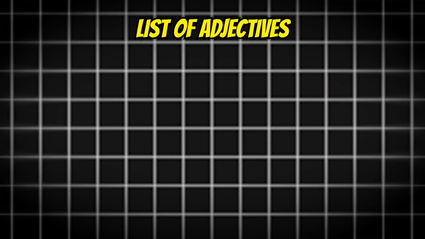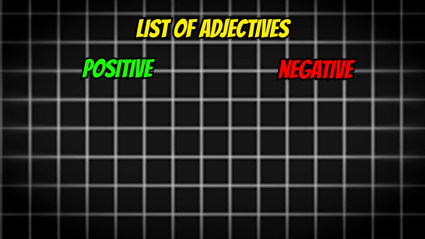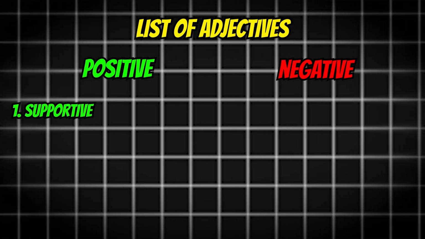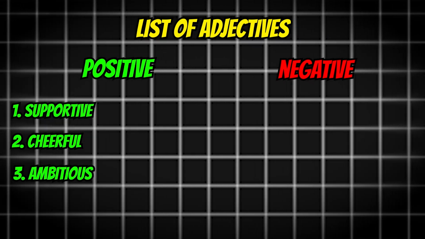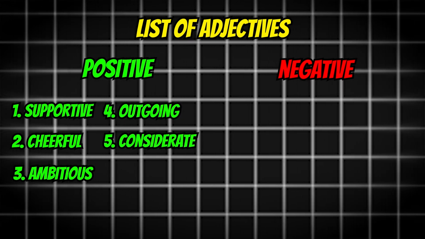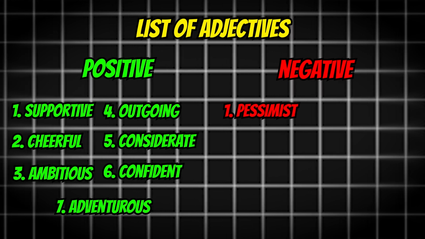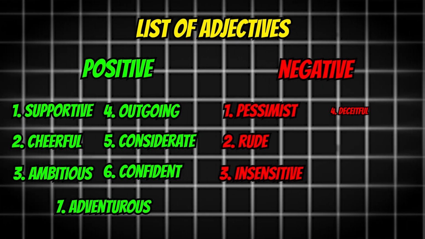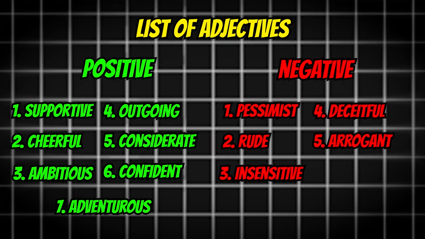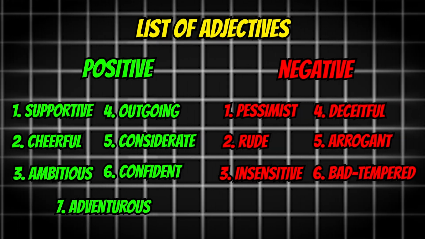These are some common positive and negative adjectives which you can use. The person could be supportive, cheerful, ambitious, outgoing, considerate, confident, adventurous, and the negatives could be pessimistic, rude, insensitive, deceitful, arrogant, and bad-tempered. So you can refer to this list.